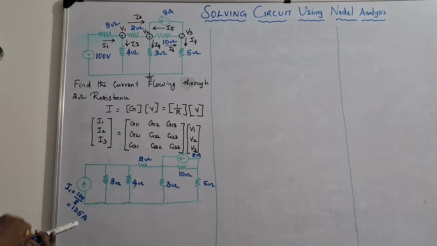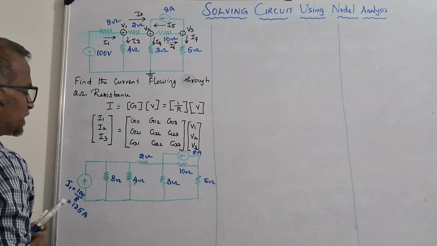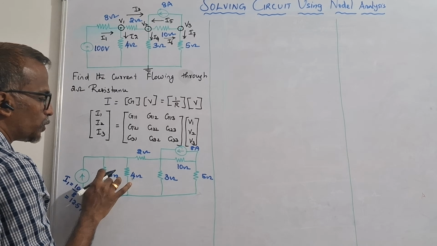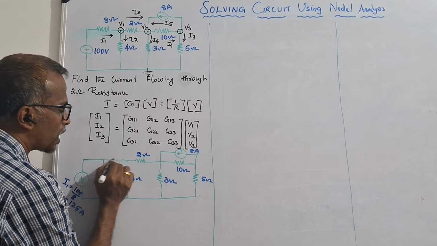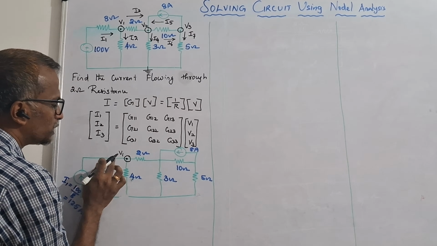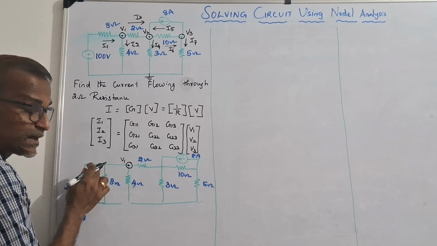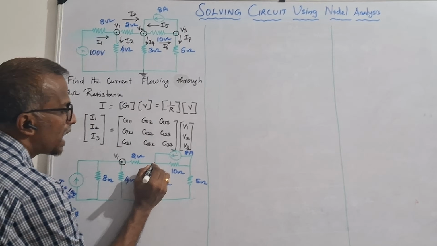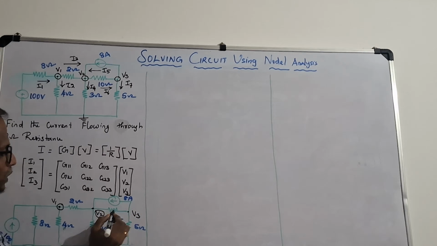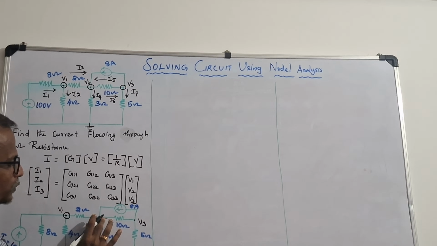Now I am going to represent the voltages. Here all are a common terminal: this current source, the 8 ohm resistance and the 4 ohm resistance are all connected together. So I am taking this as V1, which means this is also V1, since all of these are a common terminal. And this is V2 and this is V3. So this is V1, V2 and V3.